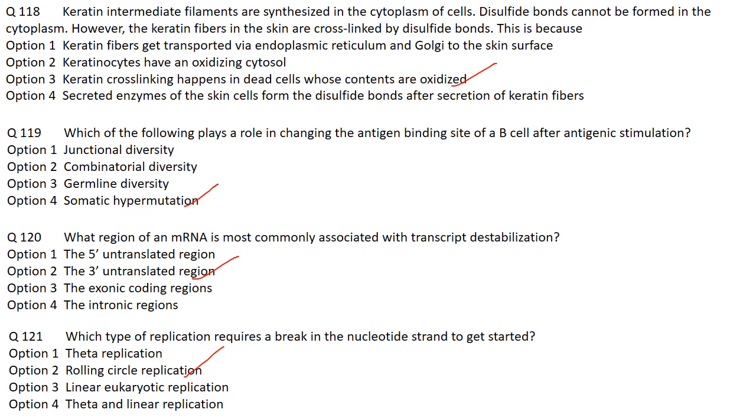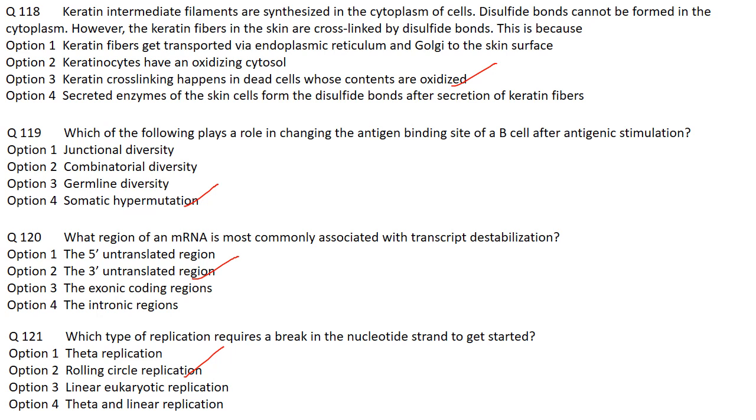Then next one. Which of the following plays a role in changing the antigen binding site of the B cell after antigenic stimulation? It is nothing but somatic hypermutation. It is found only in B cell, not in T cell.